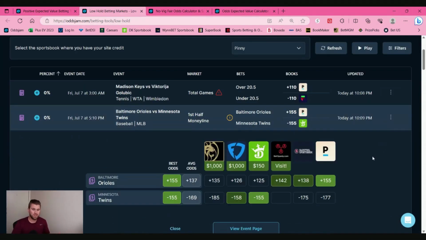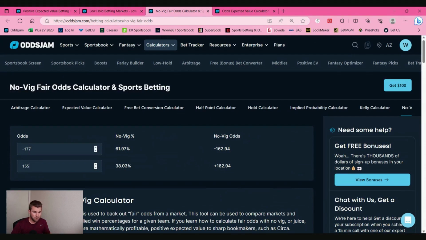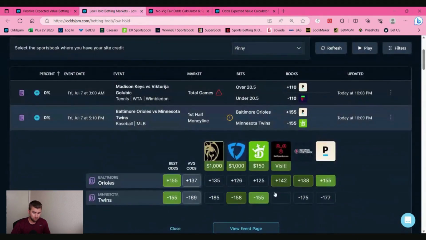Right, so here's a great example of why the low holds page is kick ass. I mean, Pinnacle sees this first half money line at minus 177. We can get this at minus 155 over DraftKings, right? So I throw in Pinnacle's odds here. All we have to do is get odds that are better than minus 162, and we know we're getting that at DraftKings. We're getting it at minus 155 right here.